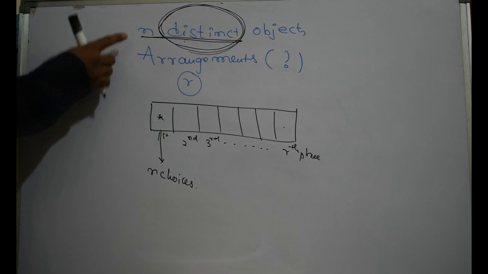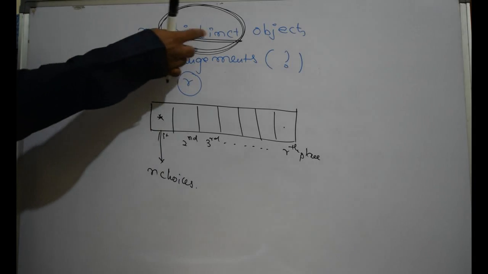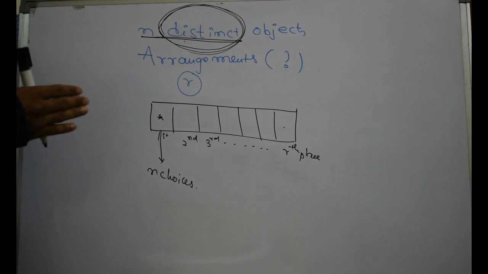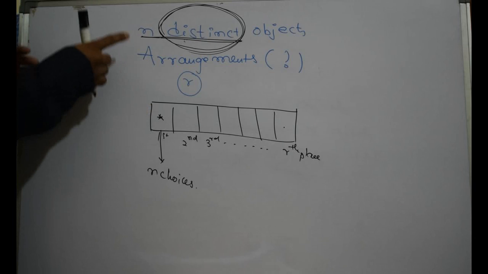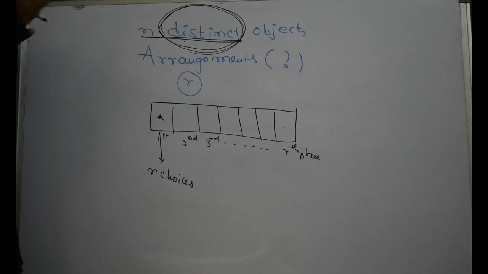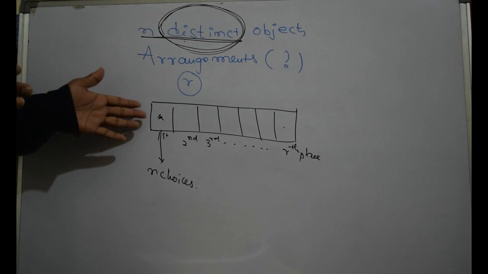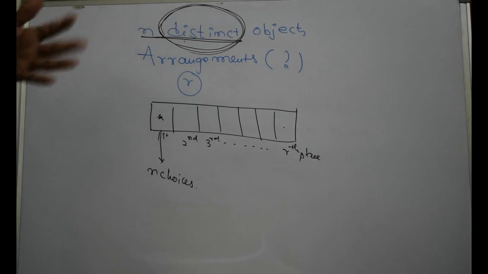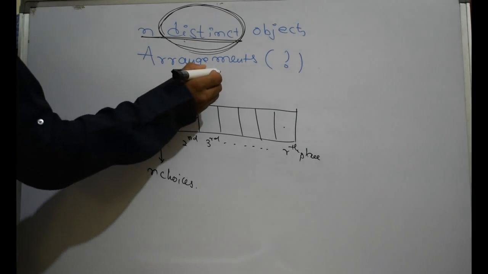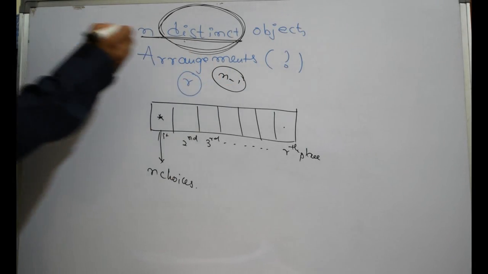Now after using 1 object from N distinct objects, one is already placed here. So we are left with how many objects? N minus 1. 1 object is less, comparing with the initial stage, because you used 1 object here. So how many objects are left with us? N minus 1 objects.